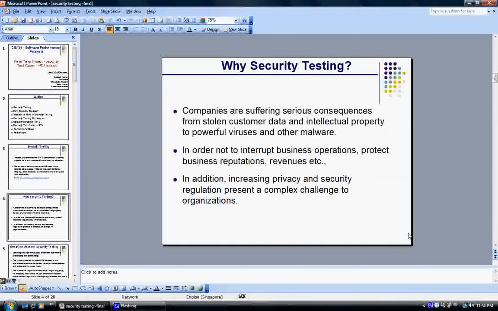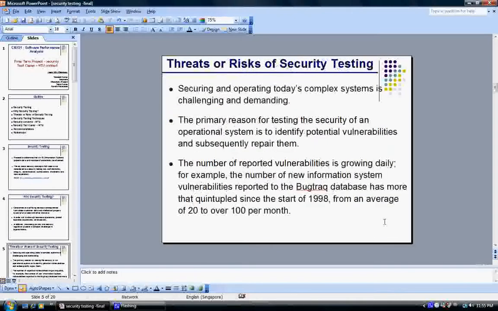So why security testing? Is it important or not? Most companies are currently suffering serious consequences, from stolen customer data and intellectual property to powerful viruses and other malware. In order for these business organizations not to interrupt their business services, to protect their business reputations and their revenues, we need to do security testing. In addition, increasing privacy and security regulations present a complex challenge to organizations. For all these purposes, we do security testing, and it's a must.